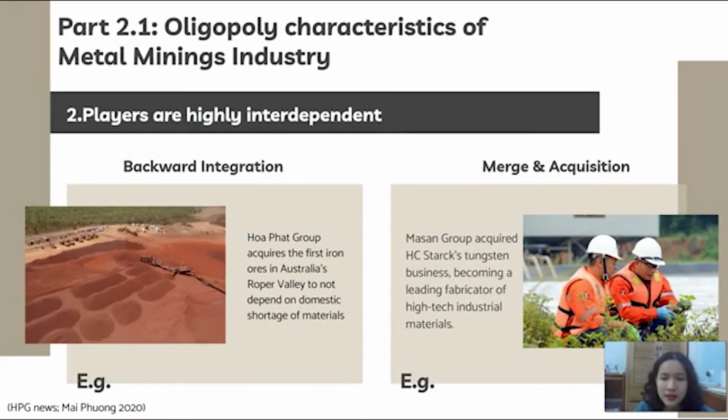For example, because the current oversupply in Vietnam's construction steel requires a steel producer with efficient cost management to capture more market share, Hòa Phát becomes the first steelmaker to acquire iron ore in Australia, decreasing the high cost of iron ore materials. Another example is Masan Group, which decided to become the leading manufacturer of midstream tungsten by acquiring the H.C. Starck tungsten business, allowing Masan to access advanced technology and new markets.